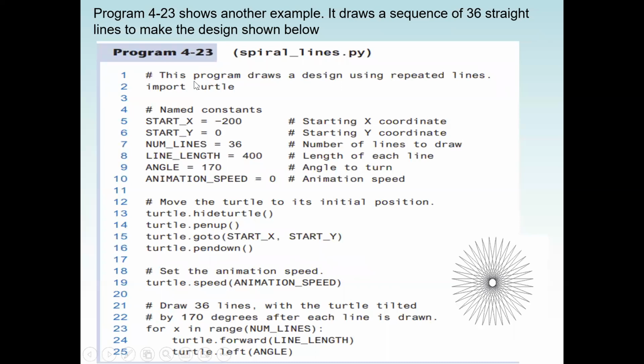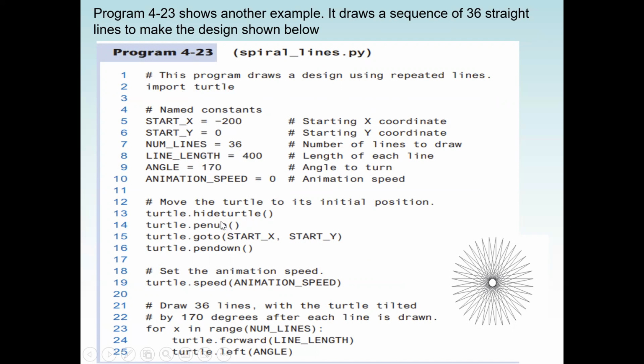The next one, this program will draw a design using repeated lines. Import turtle. Then we have our X and Y coordinate again. The number of lines is the same, 36. The length is 400, the angle is 170. The animation is 0. So we hide the turtle first.